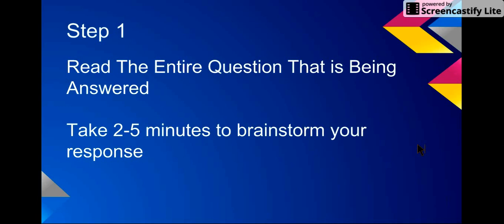I would recommend taking 2 to 5 minutes to brainstorm what you would like to write. While some people may think this is a waste of time, it will actually make it easier to write your answer because you know exactly what you want to write and you will spend less time thinking about what you're going to put on the paper. So in the long run, it will actually save you time.